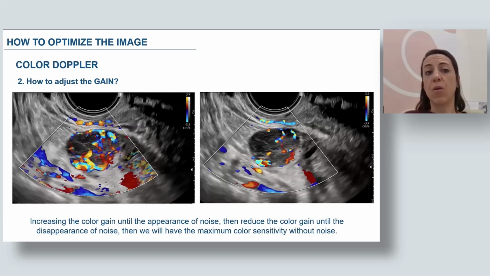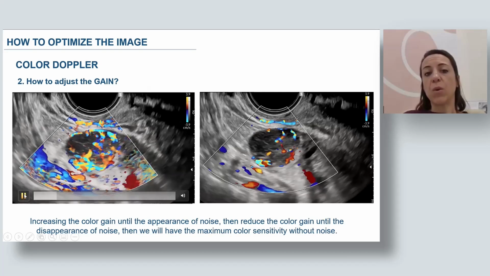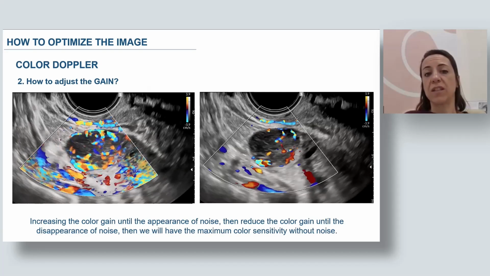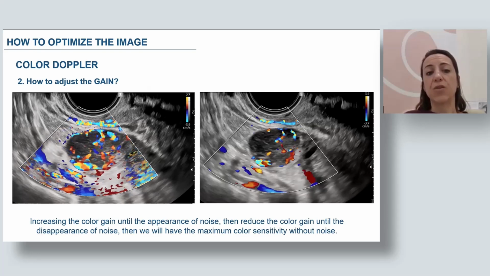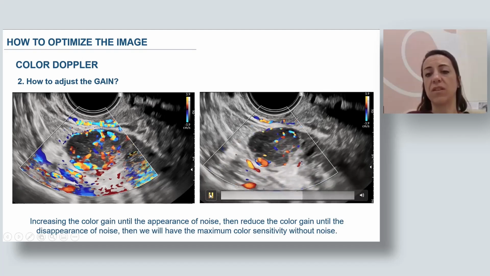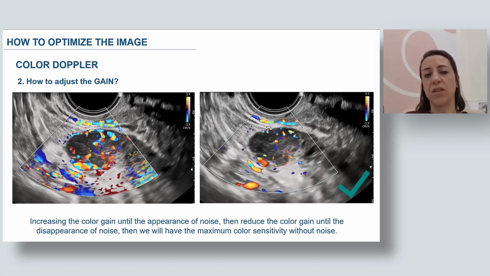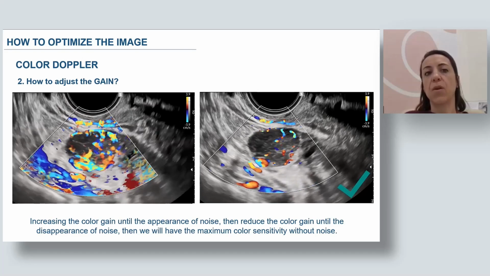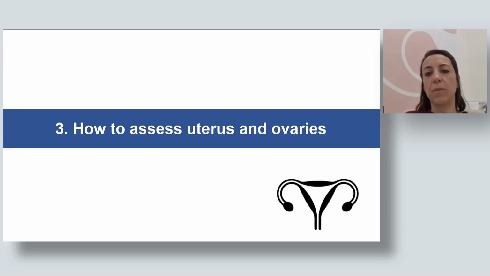Then it's important also to adjust the gain of color Doppler examination. Usually to adjust the gain, I increase the color gain until the appearance of noise, and then I reduce the color gain until the disappearance of noise. Then we can obtain the maximum color sensitivity without noise. So, color Doppler examination.